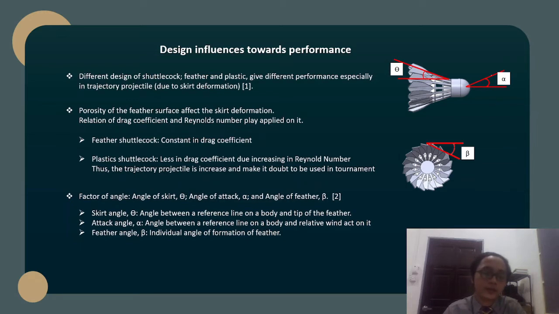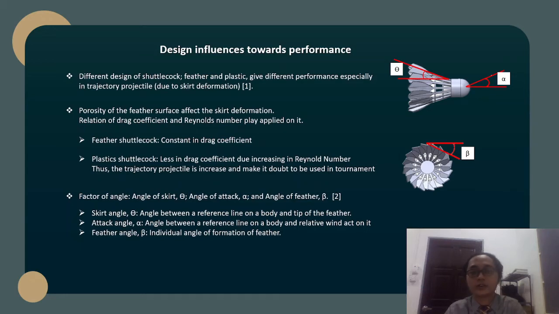Angle of attack is the angle between the reference line on the body and the relative wind acting on it. Increasing angle of attack will cause an increase in drag coefficient. For the angle of feathers, it is the individual angle of formation of the feathers. Increasing the angle of feathers will increase the overall gap between the feather formation. Thus, the drag coefficient also increases. All these three angles are directly proportional to the drag coefficient.